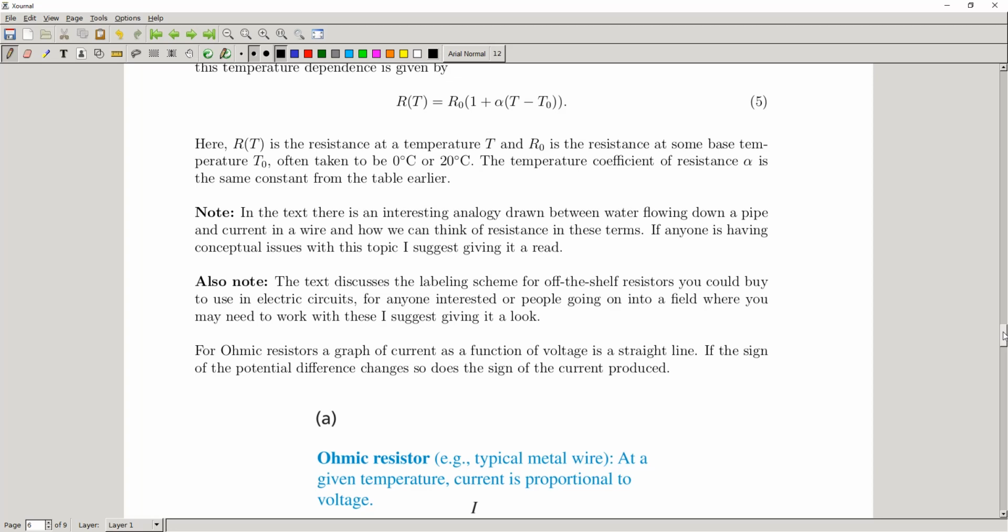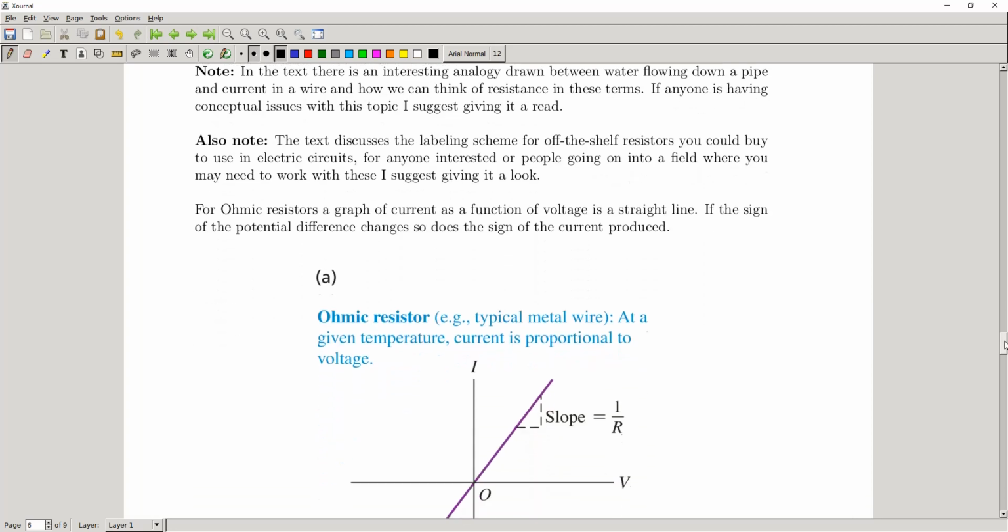Also, the textbook goes into a discussion about the labeling scheme for off-the-shelf resistors, like resistors you could buy at a store, right? So you could go in and buy certain resistors to build an electric circuit. And there's a color coding system for how those all work. Anybody that might be going into a field where you're going to be handling these resistors, it might be a good idea to give that discussion a little bit of a look. It's kind of a cool coding system that they've come up with, but we're not really going to look at that in this course. So I leave it as side reading if you're interested. Okay. So we're going to leave those two there, and we're going to move on to a further discussion here.